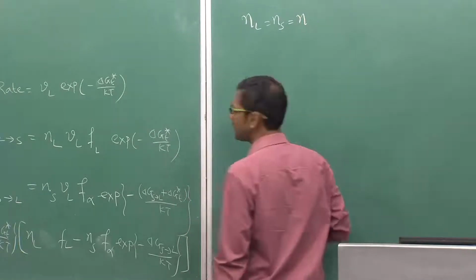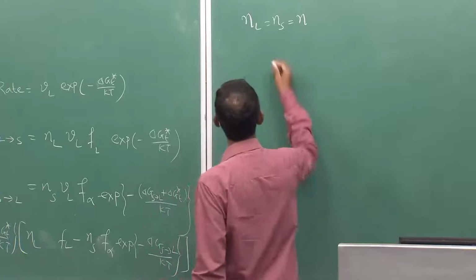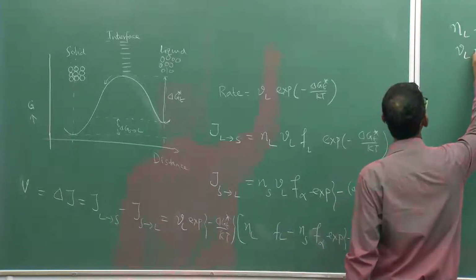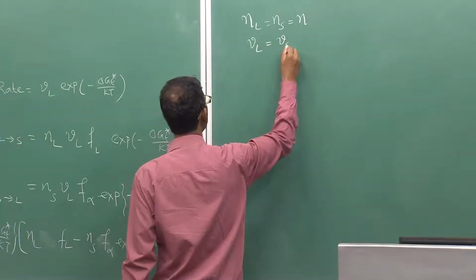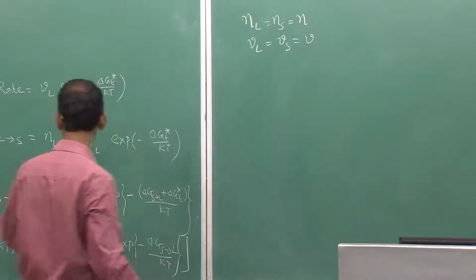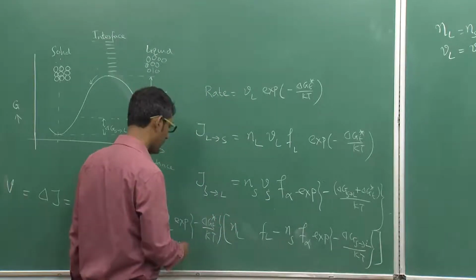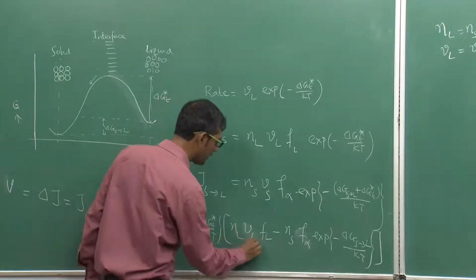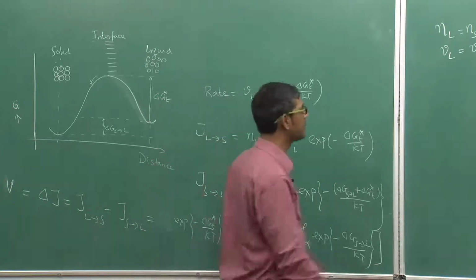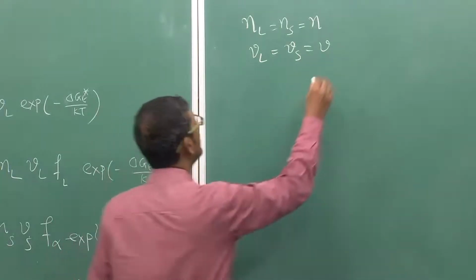Let us assume this is equal to n. Again, as we have done already, mu L is equal to mu S is equal to mu. I have already taken mu S and mu L as equal, so we can do that. If you don't do it, it will become more complicated. But this assumption is correct because frequencies of the atomic vibration will not vary much.